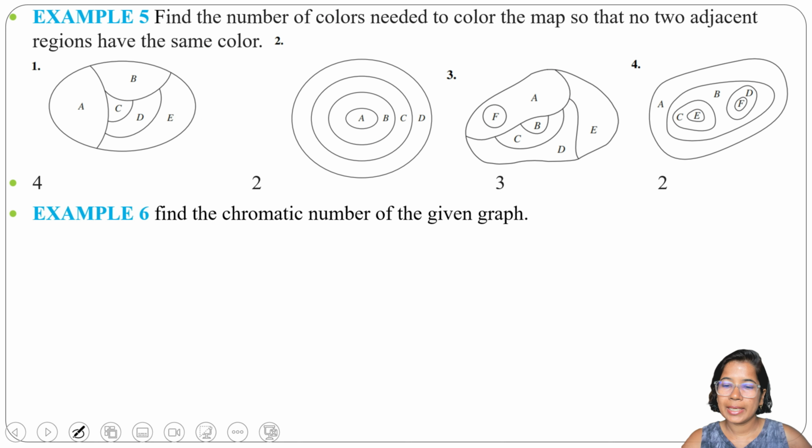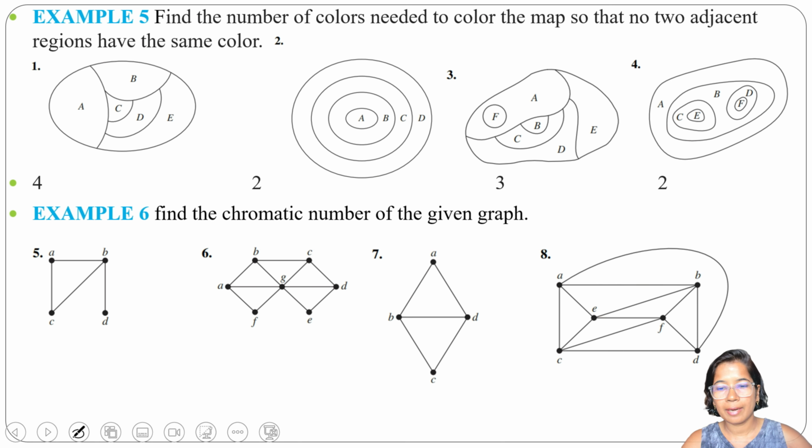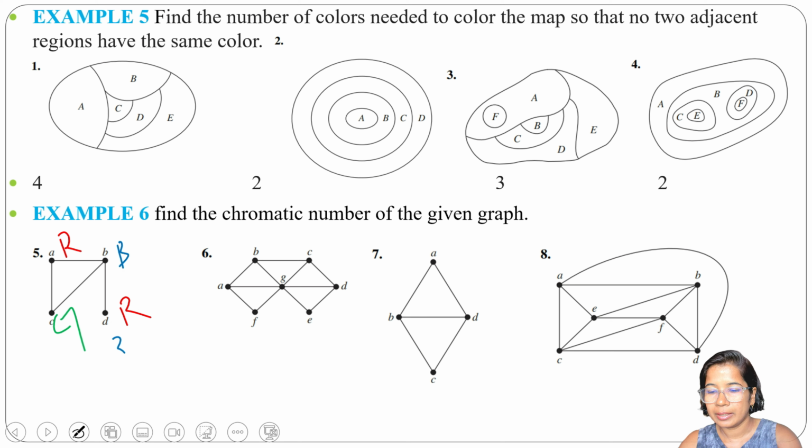Next, example 6. Find the chromatic number of the given graph. We have 4 graphs. We need to find the chromatic number for each. So now for figure 5, if A is red, then B and C cannot be red but D can be red, right? Now C can be green. If C is green, then B cannot be green. There is an edge between C and B. So we can assign B as blue. We need 3 colors for this.